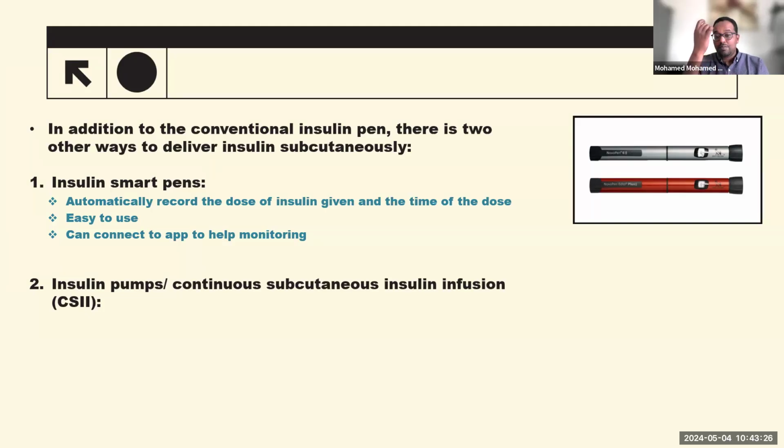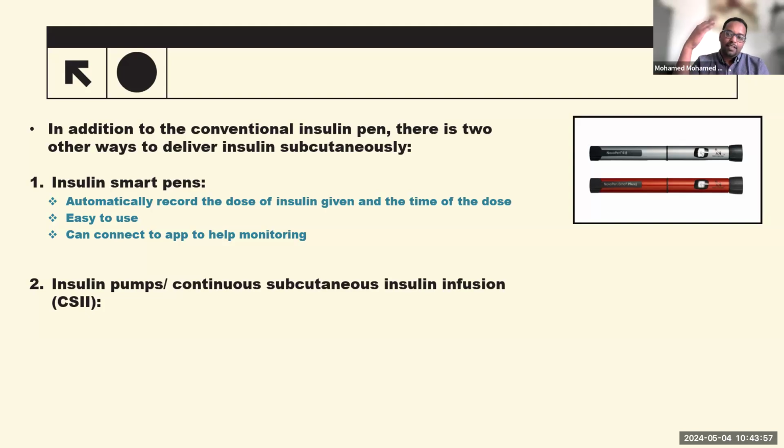We've once had a patient who comes in with an unexplained hypoglycemia. They are on insulin, type 1 diabetes, and they come with unexplained hypoglycemias. They were absolutely adamant that they're having the insulin as prescribed and when it's prescribed. But when he was given a smart pen, we found that he was overdosing his insulin as part of self-harm. So it's a very useful technology.